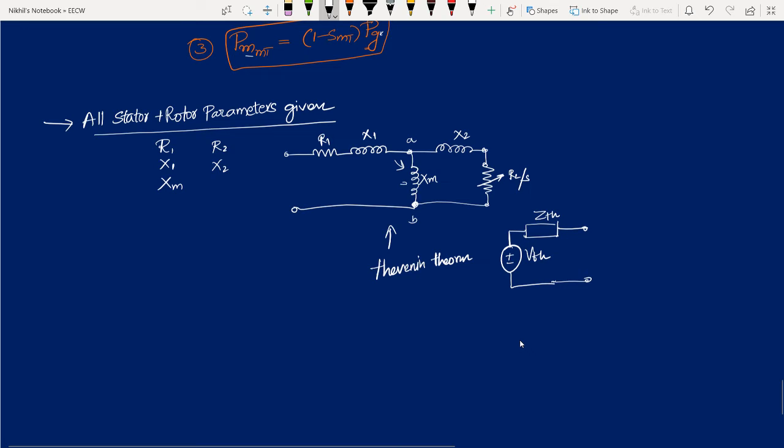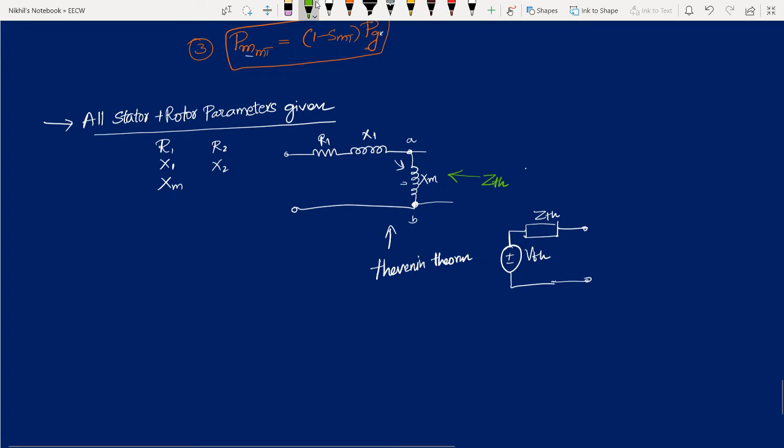So I just want to disconnect. In order to apply Thevenin's theorem, you have to disconnect that part of the load which you don't want to disturb. What I don't want to disturb is the rotor part, because the rotor part has only series components, so I'm not having any problem with the rotor side, but only with the stator side. So I will apply Thevenin's theorem from the AB terminals.